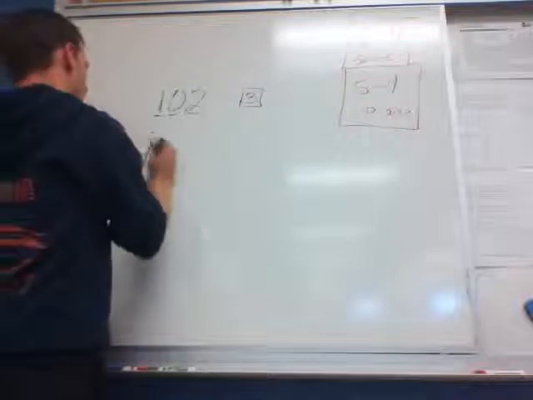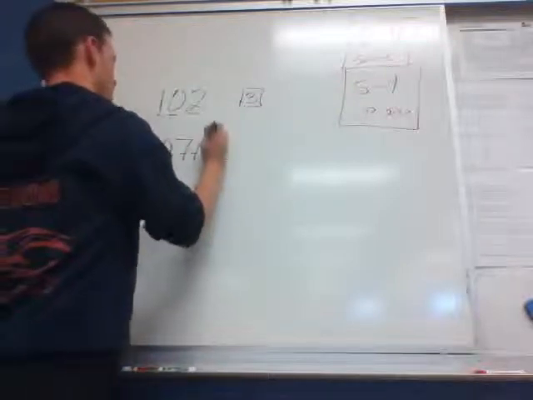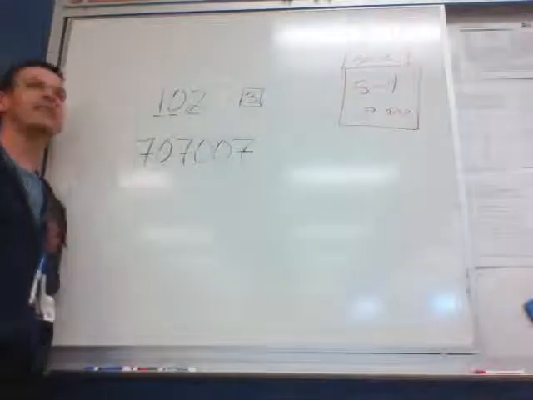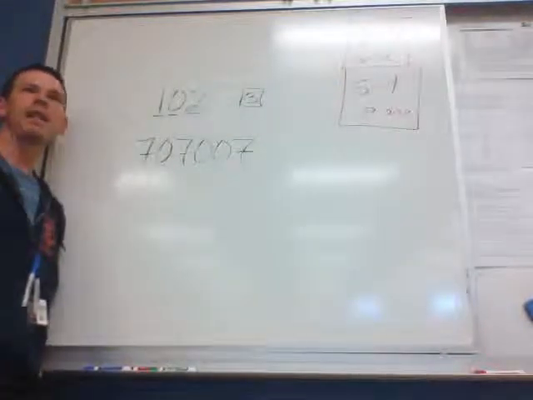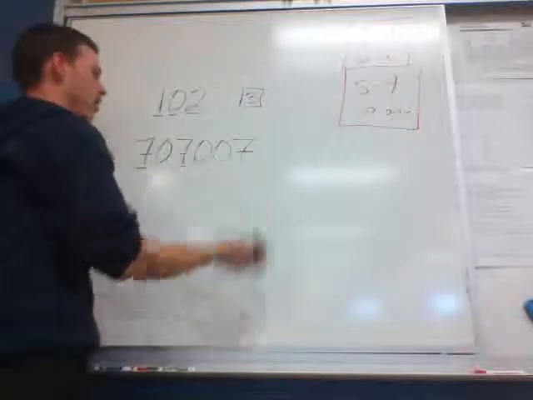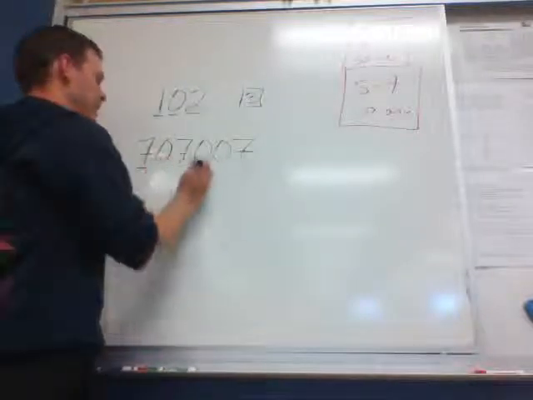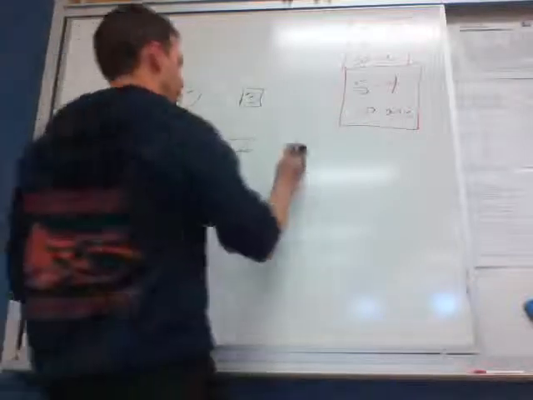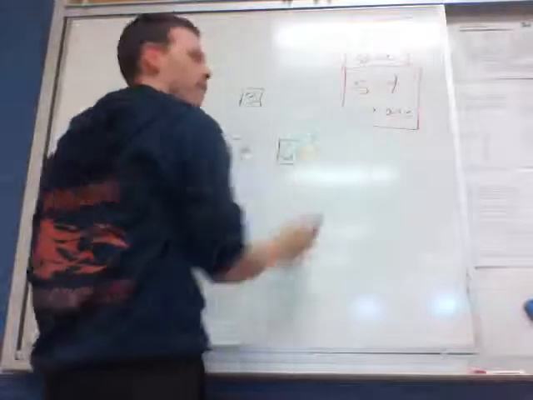All right, what about this larger number? 707,007. How many sig figs? 6. Non-zero, non-zero, non-zero, sandwich, sandwich, sandwich. All right, so far, everything is significant.